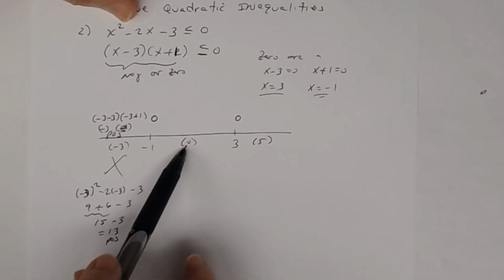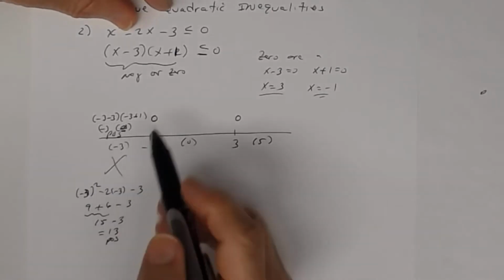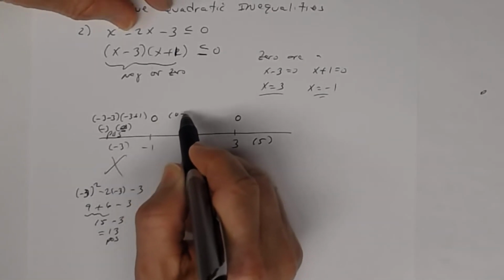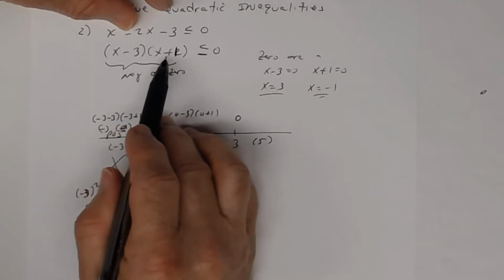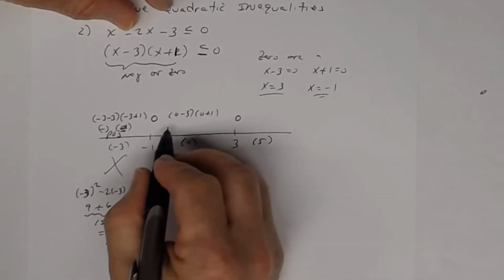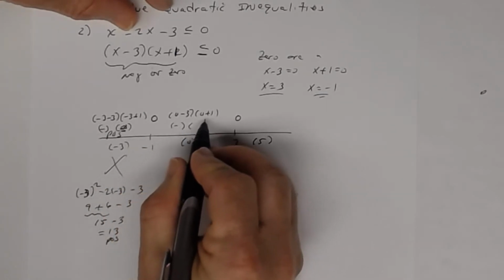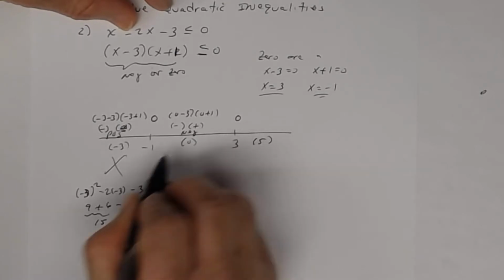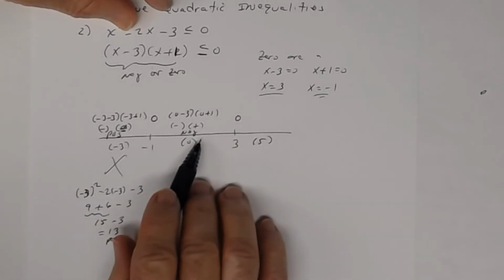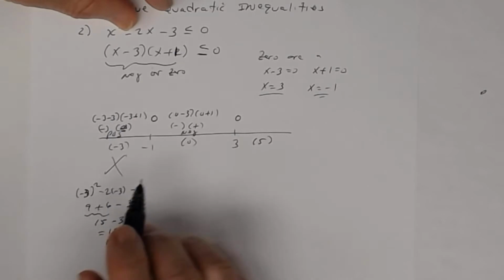Now let's do the next test point, 0. When x is 0, I get 0 minus 3 times 0 plus 1, right? Well, 0 minus 3 is a negative number. 0 plus 1 is a positive number. A negative times a positive is a negative. Is that interval going to be a solution? The answer is yes. So I'm going to check it.